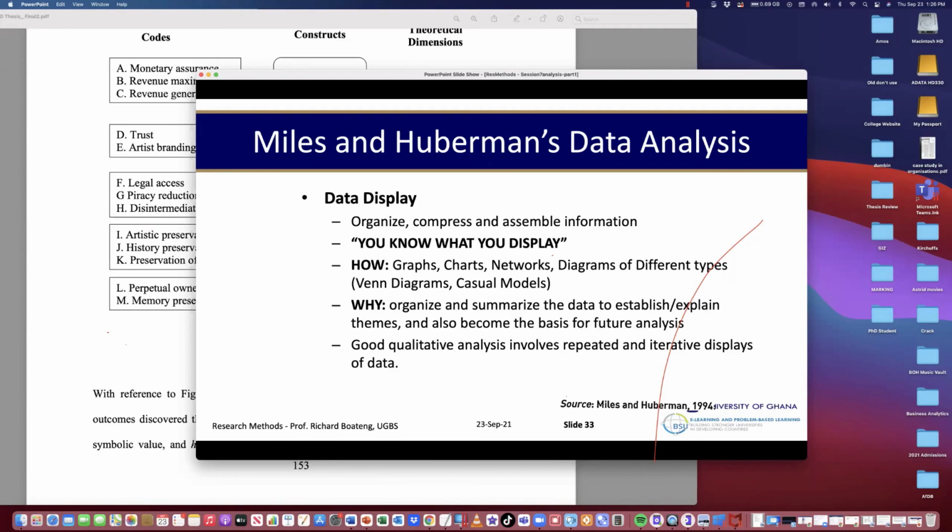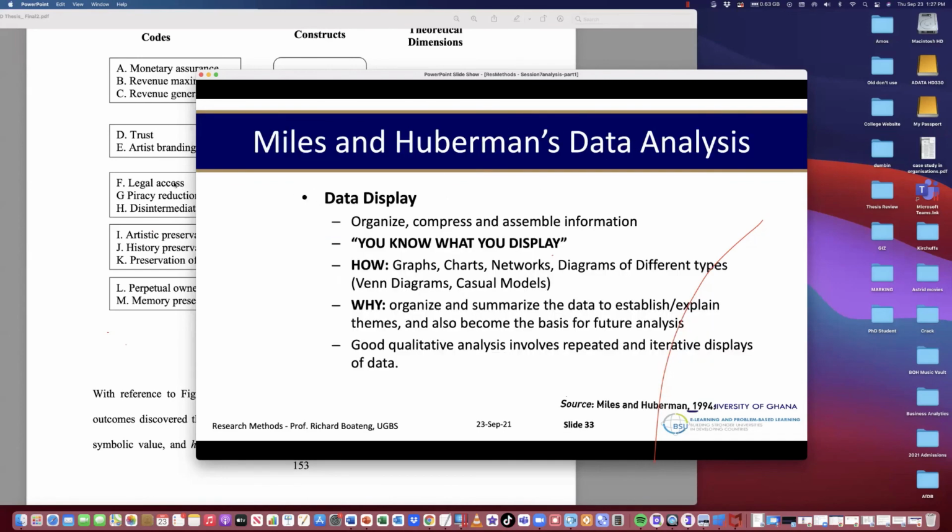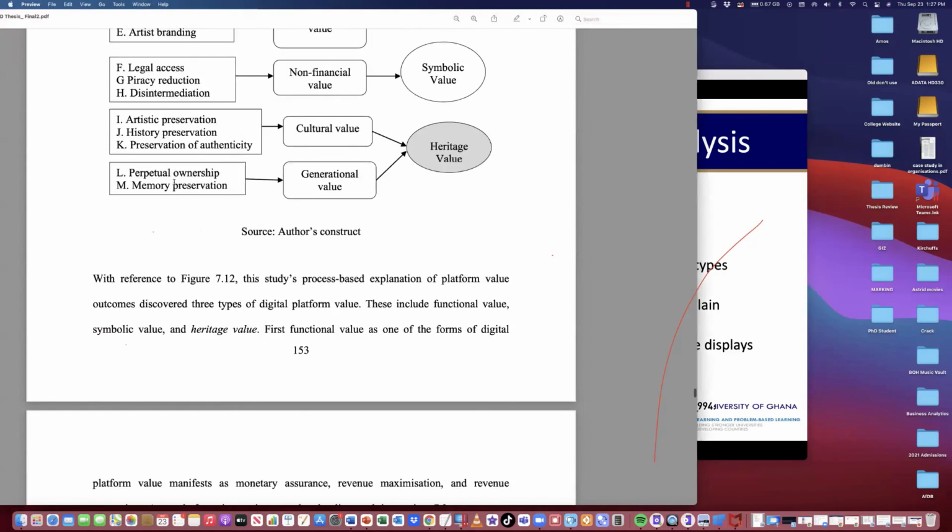In order to be able to explain and establish themes, and also become a way of summarizing the data in a way that people can relate with, and then become the base of further analysis. So if you look at Joseph's own, Joseph did a diagram here, so we could relate with it, and it became the basis of discussion.